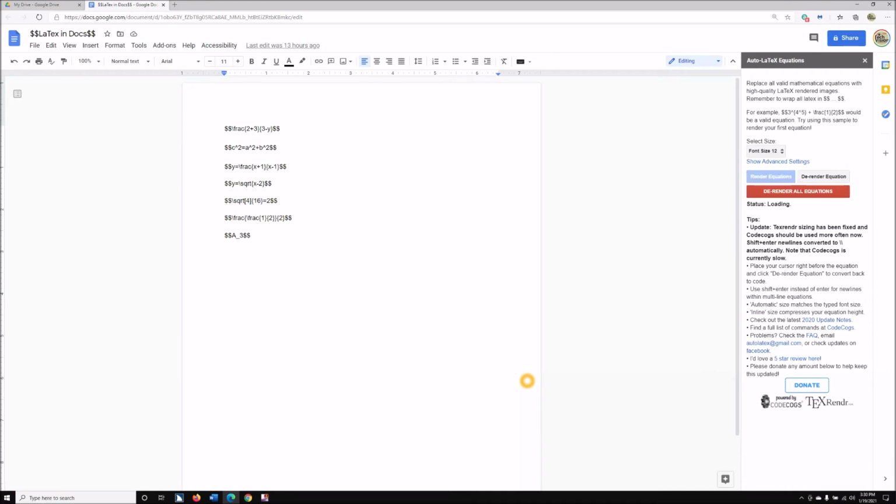Now, you do have to wait a little bit. I have quite a few problems in here, so it's going to take less than a minute, but in this day and age, that seems like forever. And we have absolutely beautiful math. Now, this is not accessible anymore, so I'm going to shift tab to my close button. The great thing is if you realize you typed something wrong or need to add something, you can tab to de-render all equations, and it will put back all the code so you can make the tweaks and then render them again.